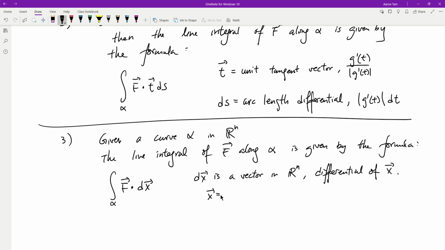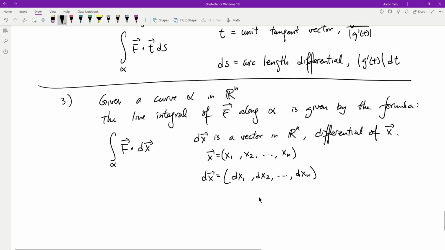And so how does that work? Well, let's say vector x is x1, x2, dot, dot, dot, to xn. Then d vector x will simply equal dx1, dx2, dot, dot, dot, to dxn. Notice that we did not identify the independent variable, and in this case, we don't know what the independent variable is yet. But in this scenario, we are treating this integral as having independent variables x1 to xn.